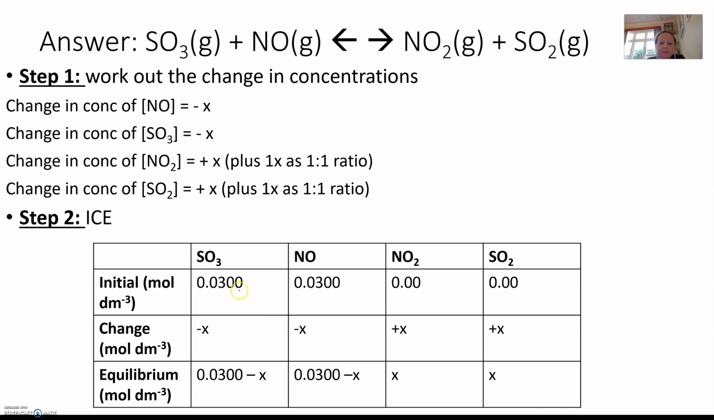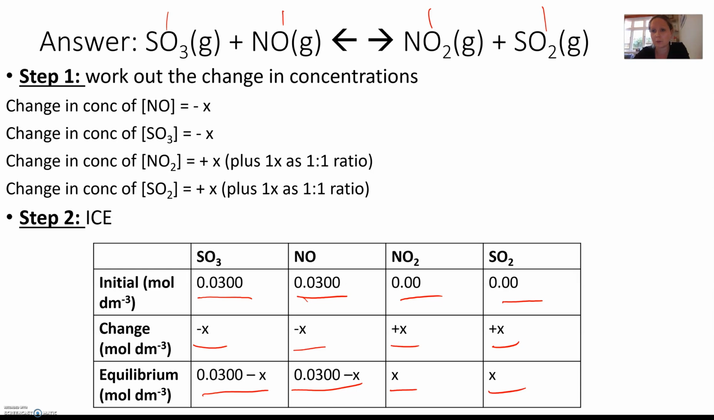So this equation that you're given is a 1 to 1 to 1 to 1 ratio. You can see there, you had an initial concentration of 0.3 of each of those reactants. No products, so there's 0. But we know this is going to go down by 1 and this is going to go up by 1 because it's a 1 to 1 ratio, which means 0.3 minus x, 0.3 minus x, x, and x. So now we actually have to plug that in, and you've got an algebraic equation to do to solve this.